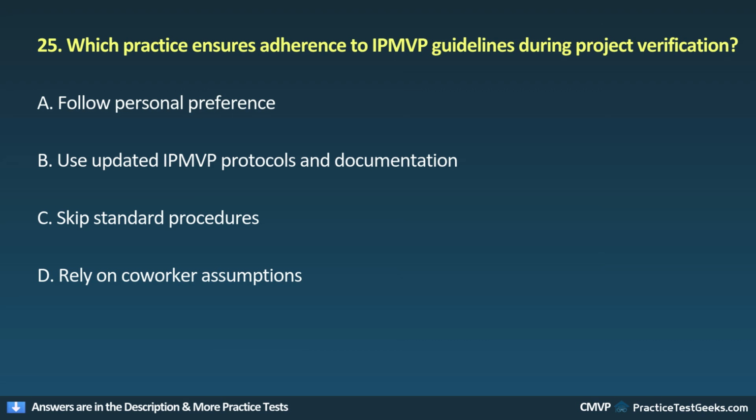25. Which practice ensures adherence to IPMVP guidelines during project verification? A. Follow personal preference. B. Use updated IPMVP protocols and documentation. C. Skip standard procedures. D. Rely on coworker assumptions.